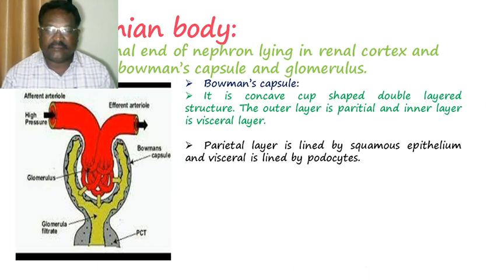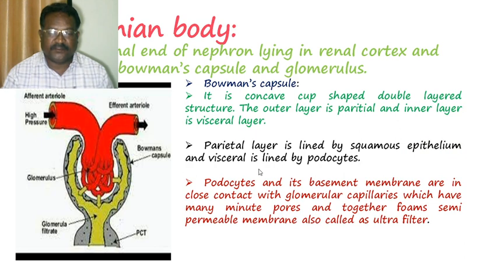The parietal layer is lined by squamous epithelium, and the visceral layer is lined by podocytes. Podocyte cells are porous cells present in the Malpighian body. The podocytes and their basement membrane are in close contact with the glomerulus.